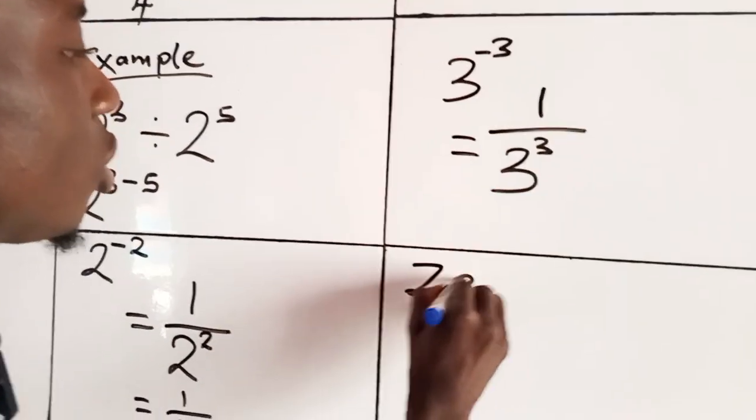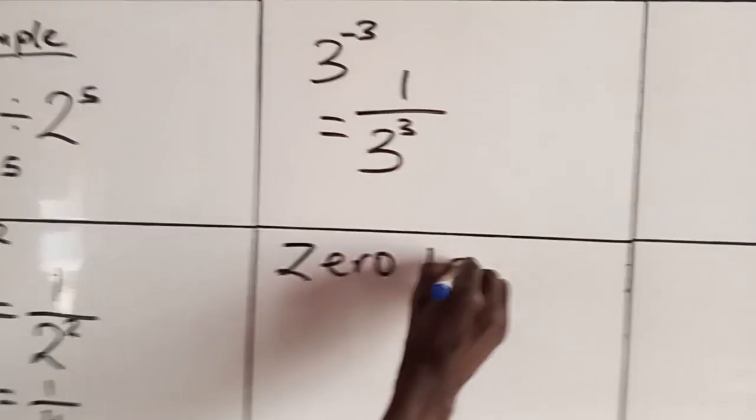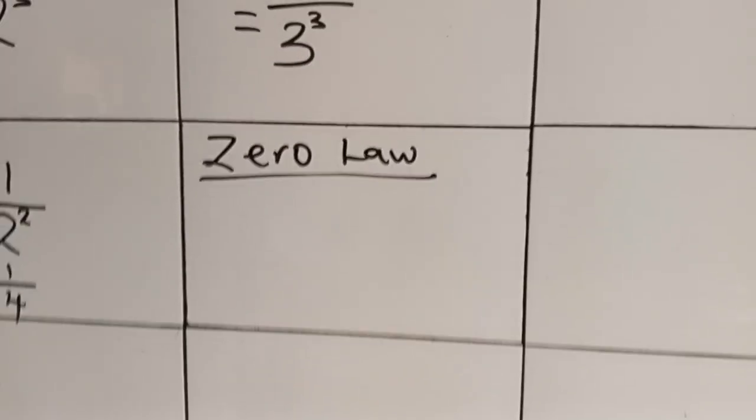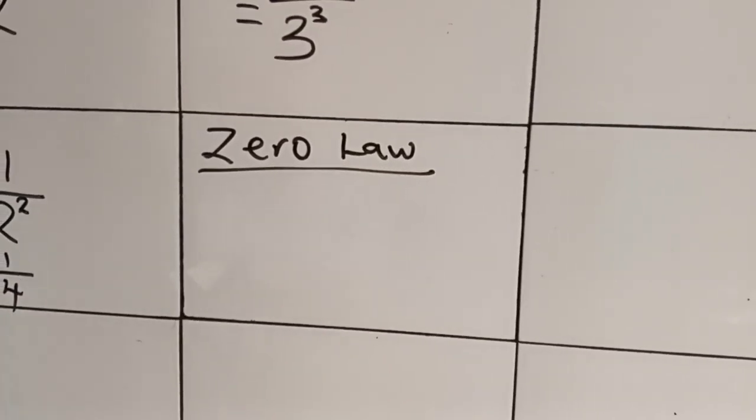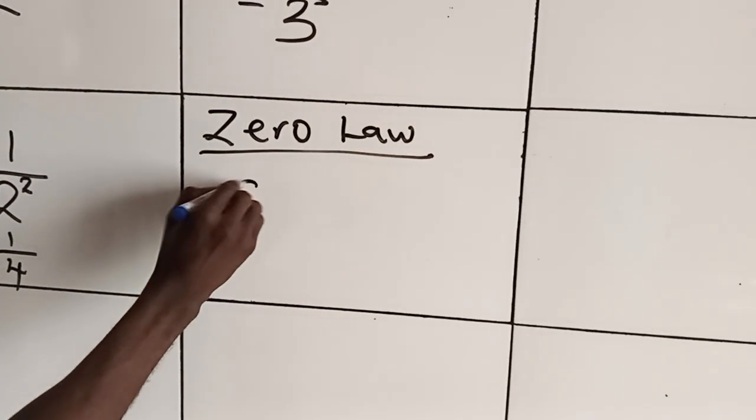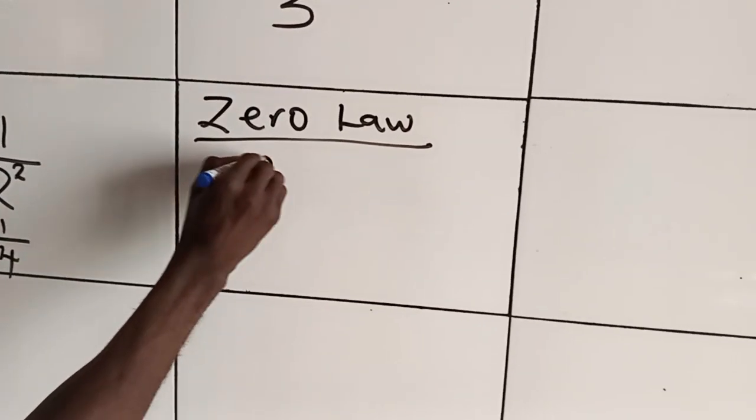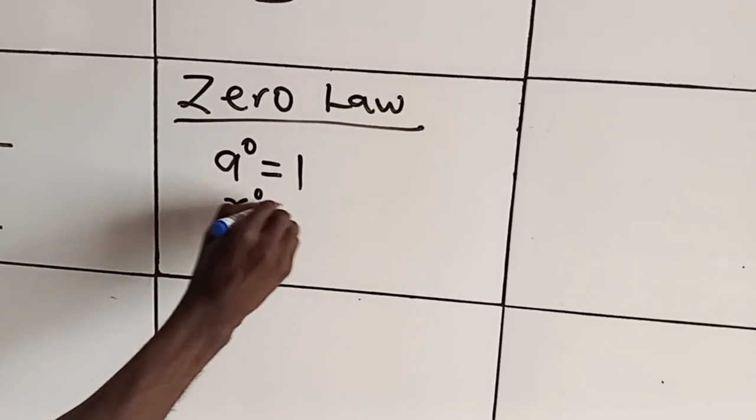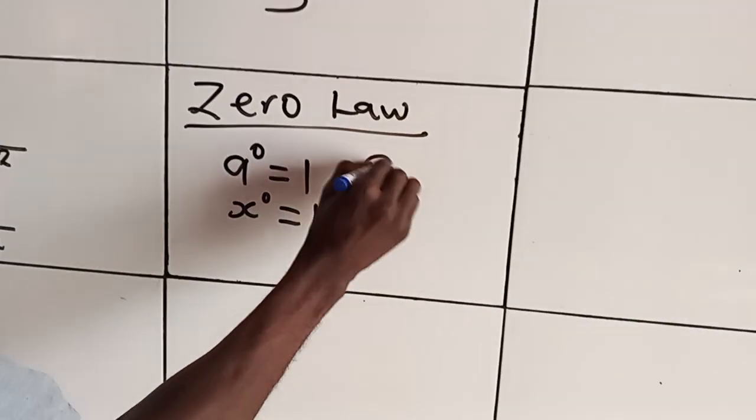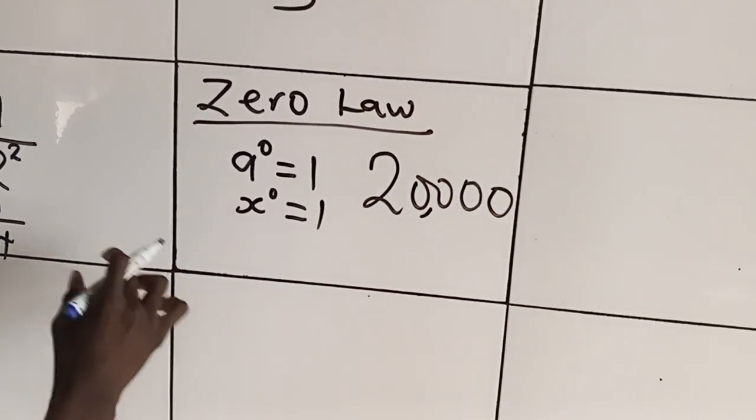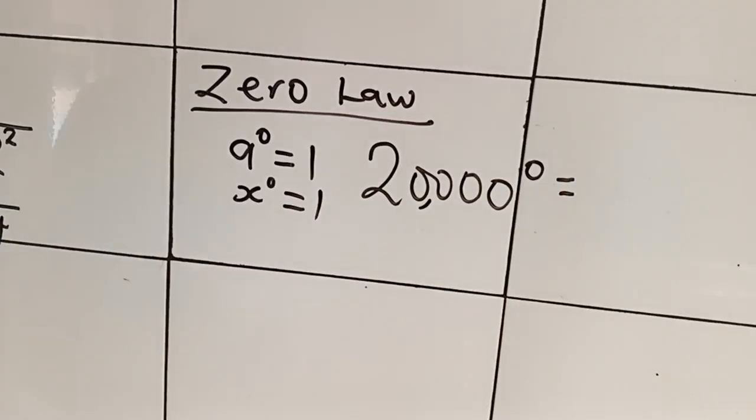The other law is the zero law, that is, zero exponent. This law states that any number or any value in indices that is raised to the power of 0 is equal to 1. That is, a raised to the power of 0 is equal to 1. x raised to the power of 0 is equal to 1. 20,000 raised to the power of 0 is equal to 1.